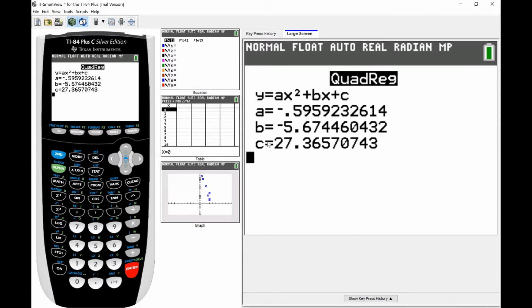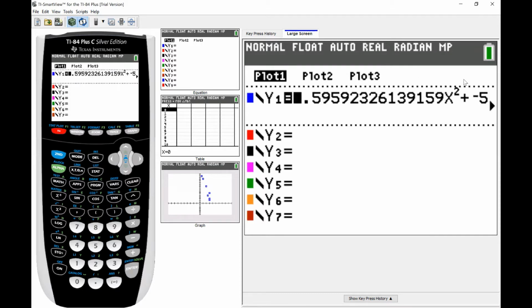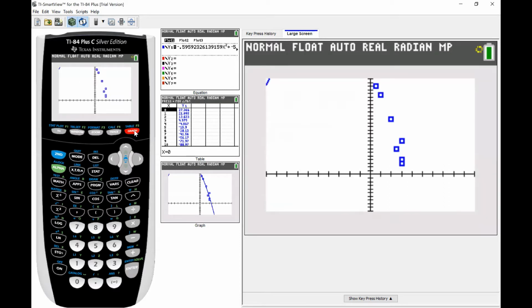And boom, there's no rounding that needs to take place. If you go into y equals, there's your equation exactly as it is. And now, because I've stored it in there, I don't have to type anything in there. And if I graph it, I can see there is my regression equation graphed. There's my curve of best fit for this data set. I would say that's pretty good.